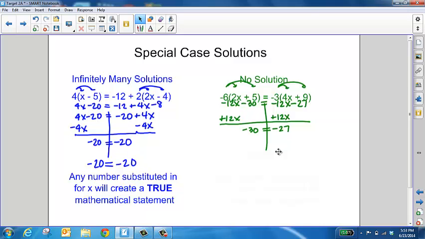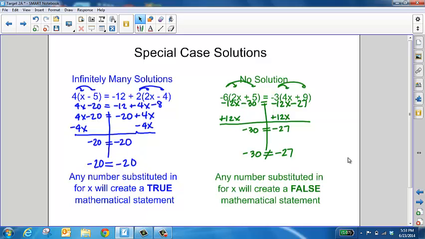Well, that is not true. Negative 30 does not equal negative 27. So what ends up happening is when you have an equation that has no solution, what that means is that any number substituted in for x is going to give you a false mathematical statement. Just like right here, it says negative 30 equals negative 27, but that is false. It is not true. So that's why we say this equation has no solution.